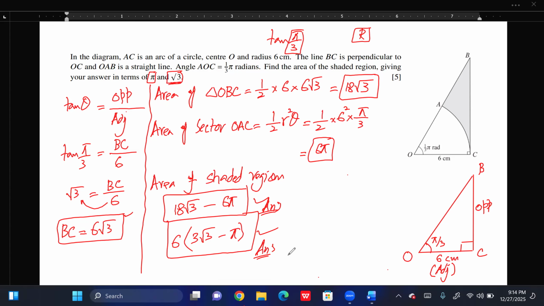Why? Because they instructed you that your answer should be in pi and square root 3. So you must follow the instructions carefully. Please note it down carefully. So I move to the next question.